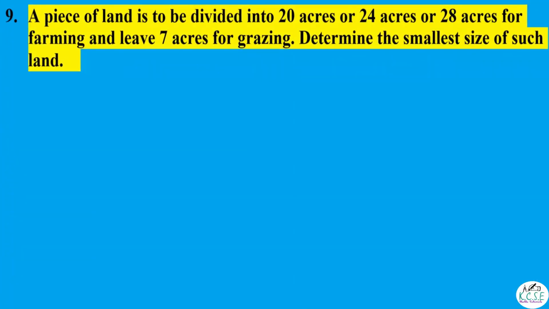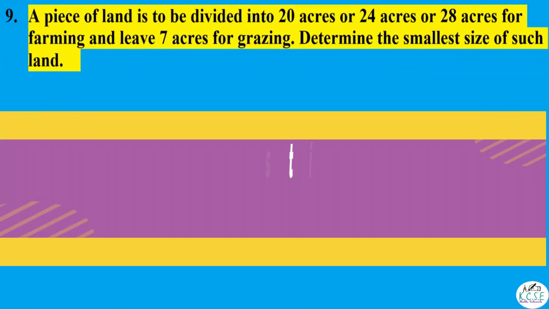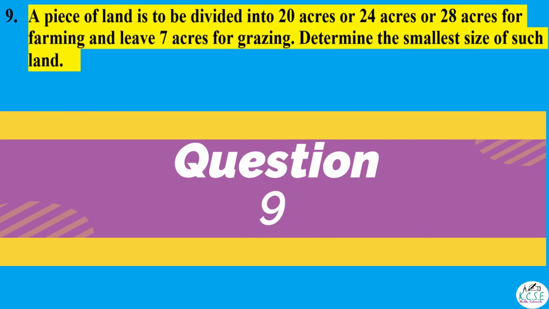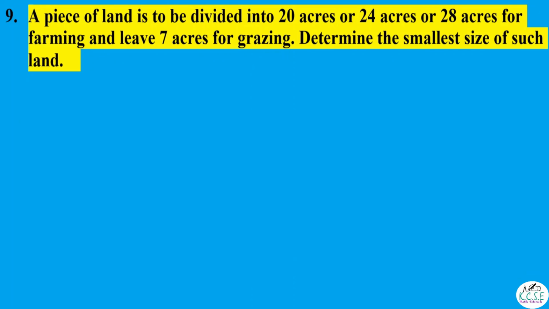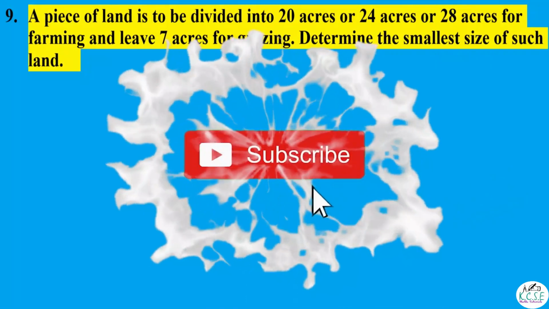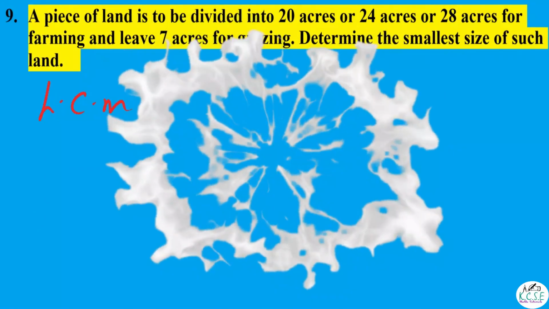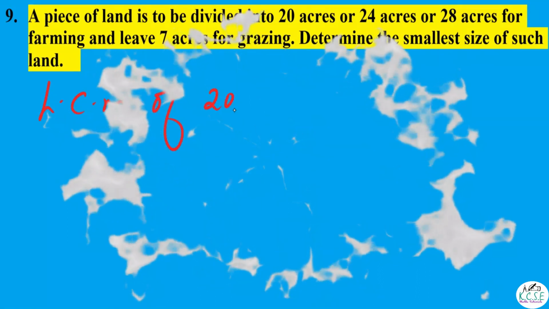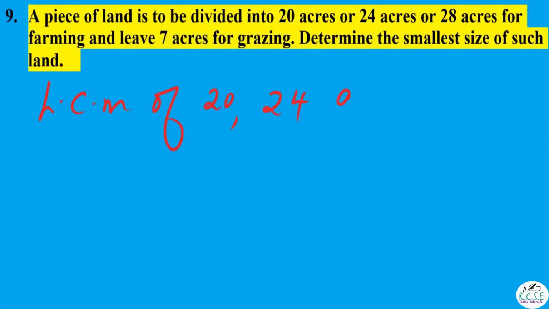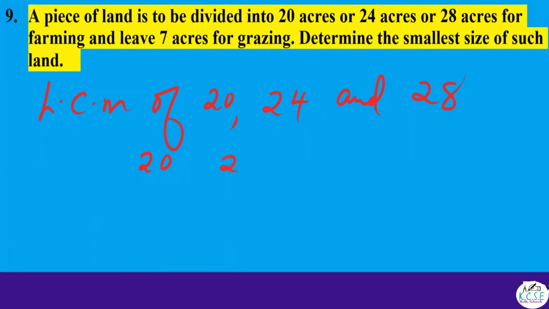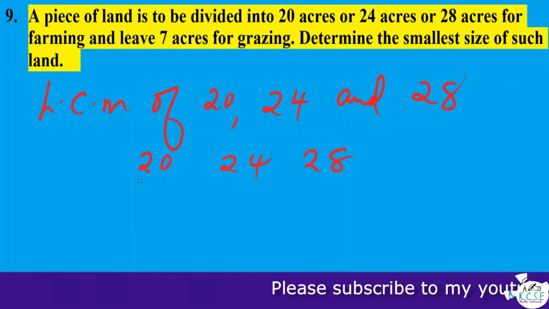A piece of land is to be divided into 20 acres or 24 or 28 acres for farming and leave 7 acres for grazing. Determine the smallest size of such land. So to determine the smallest size of such land, we shall start by getting the least common multiple of 20, 24 and 28.